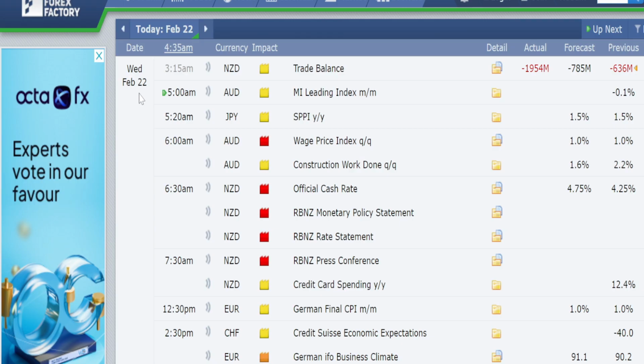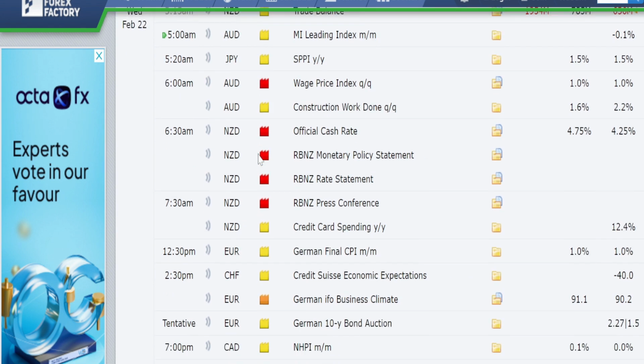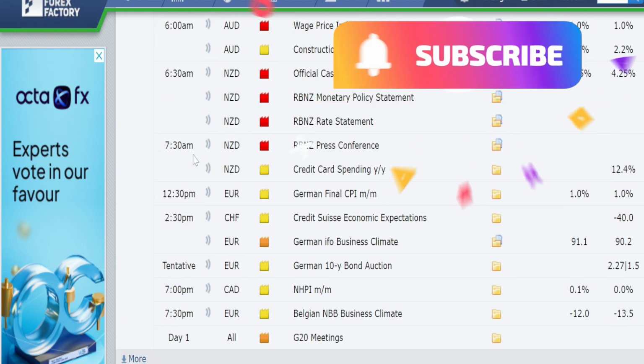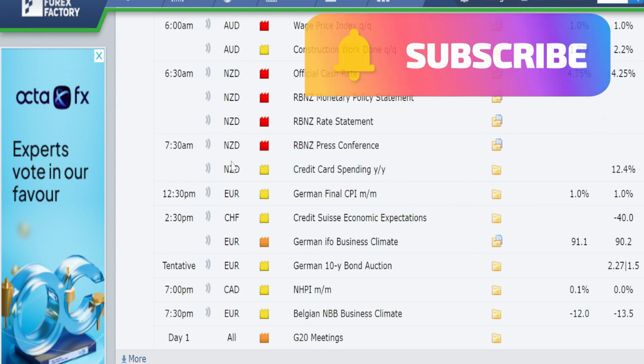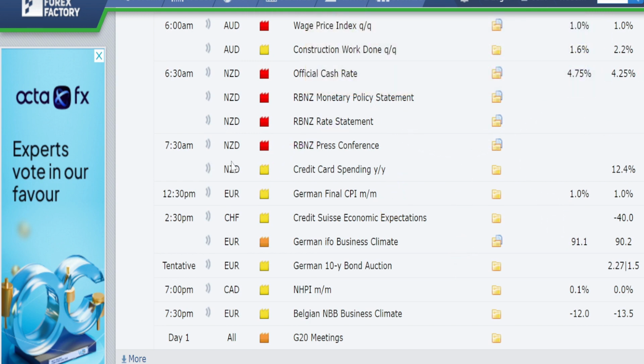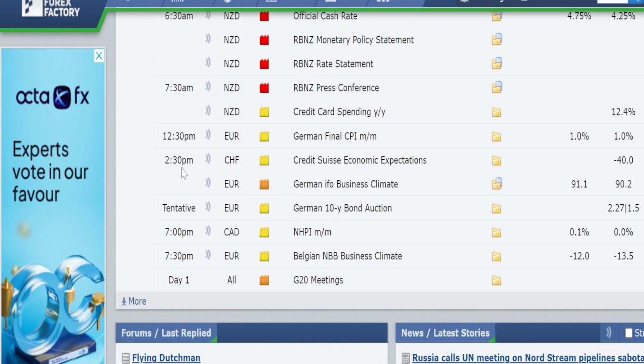And when we look at the economical events plan for today, today is Wednesday, February 22nd. At 6 AM we have high impact news plan for Australian dollar related currency pairs, and at 6:30 AM we have multiple high impact news plan for New Zealand dollar related currency pairs. Again at 7:30 also we have a high impact news plan for New Zealand dollar related currency pairs, and at 2:30 PM we have medium impact news plan for euro related currency pairs, and we have G20 meeting all day today, which will have a medium impact in the market.